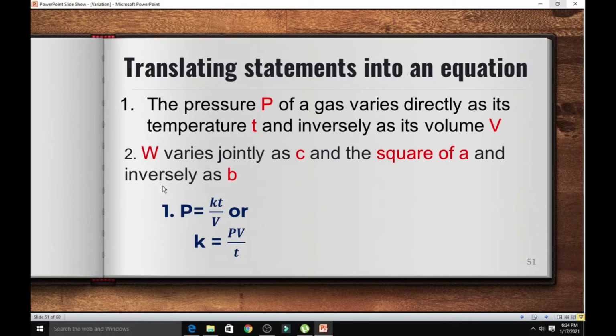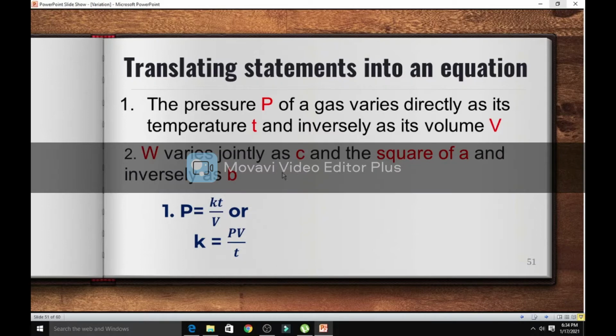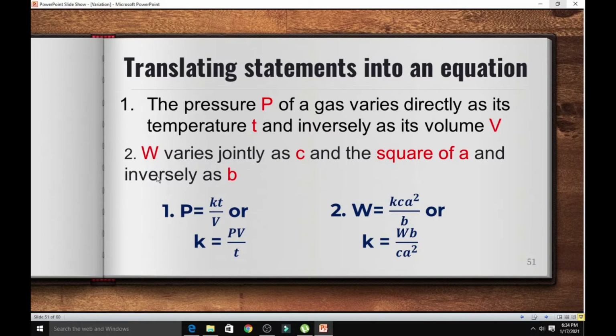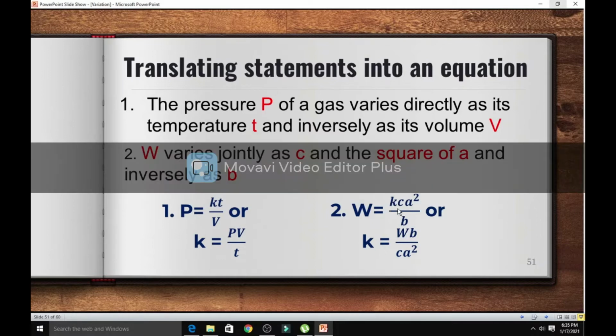How about number 2? W varies jointly as C and the square of A and inversely as B. So, kung makikita ninyo, mayroon tayong joint sa number 2. So, meron tayong 2 variables na kasama ni K doon sa numerator. So, yung W natin, ilalagay natin sa left side. Yung C at yung square of A, ibig sabihin yan A squared, ay kasama ni K sa numerator. And inversely, yun naman yung ilalagay natin sa denominator. So, our equation is W is equal to K C A squared all over B.